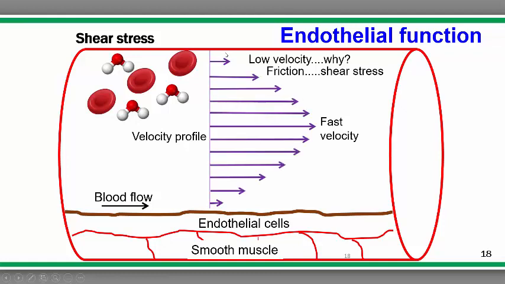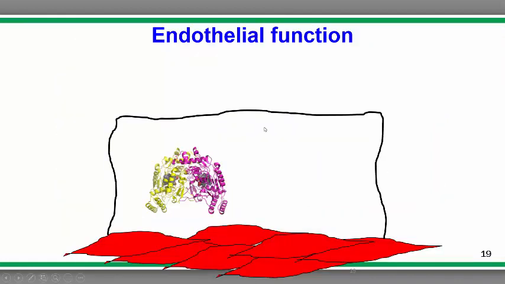But as we move away from the vessel wall towards the middle of the blood vessel, we see that a typical flow velocity profile is set up, where there's a progressive increase in how fast that blood is flowing as we move from the most surface layer of the blood against the endothelium towards the middle of that blood vessel. Now, this flow will have an effect on the function of the endothelial cell.